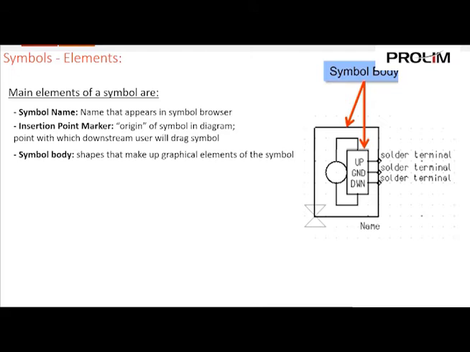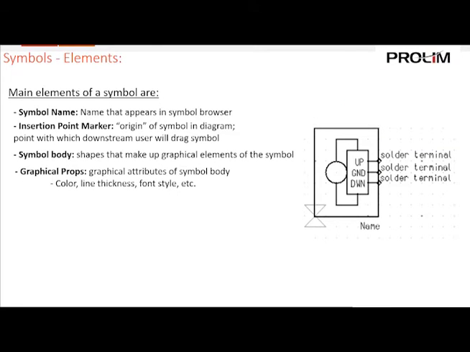Then the symbol body is the geometry that makes up the graphical elements of the symbol. So it's the geometry creating the symbol, which are created by the lines and the rectangles and circles that we'll see here in a moment in the drawing tools. Then we have the graphical properties. These are the graphical attributes of the symbol's body. So for instance, the color, the line thickness, font styles, etc.